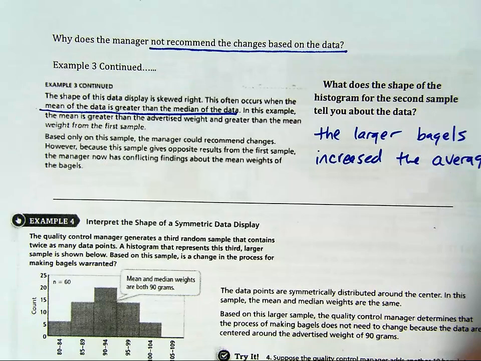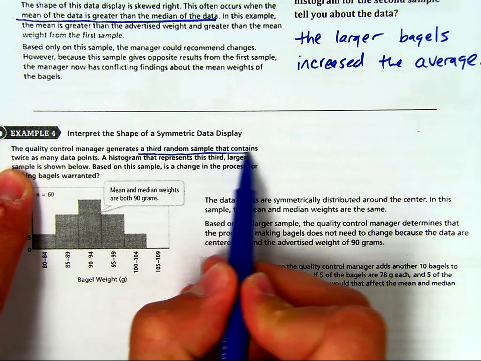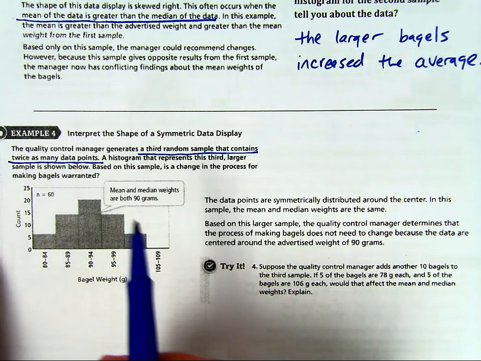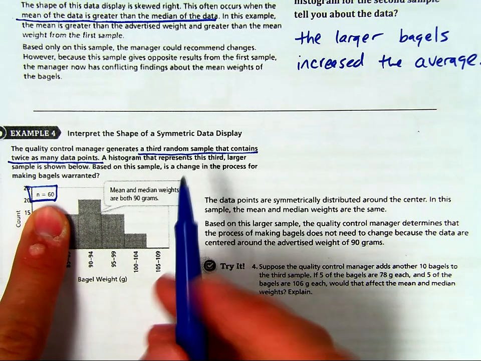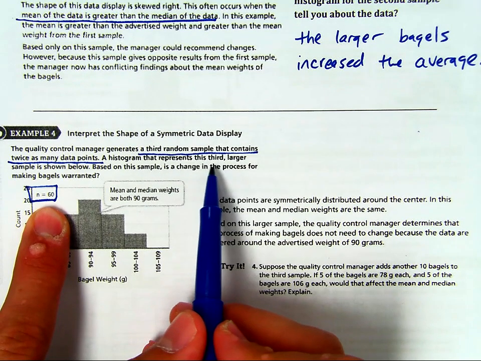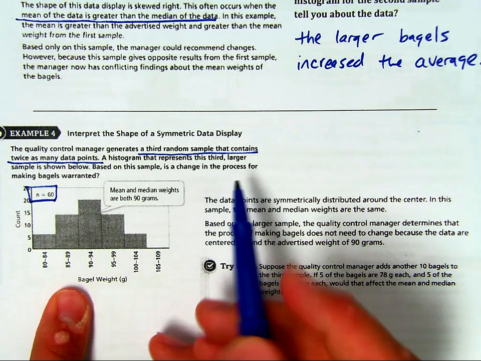All right, so we're going to continue this example with example 4. This time it says the quality control manager generates a third random sample, okay, that contains twice as many data points, right? So he has 60 data points right here, okay? The histogram representing this third larger sample is shown below. Based on this sample, is a change in the process of making bagels warranted?